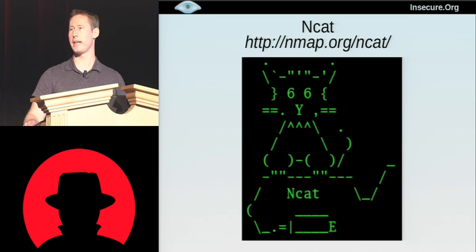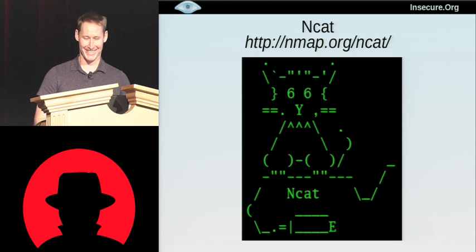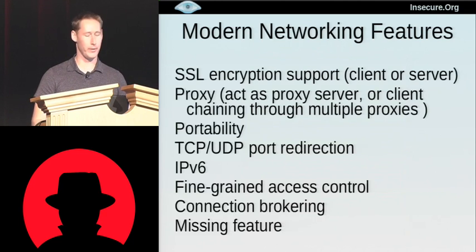Some people think that's more fun and glamorous than staying at home debugging network code. Obviously, I disagree. And so we did Ncat, which gives you features like SSL encryption support, proxy support. It can be a proxy server or proxy through several servers. It's portable, port redirection, IPv6, better access control, a neat feature called connection brokering. One feature that it still is missing, it doesn't have the port scanning feature of original Netcat. I actually have another tool I like to use for that.